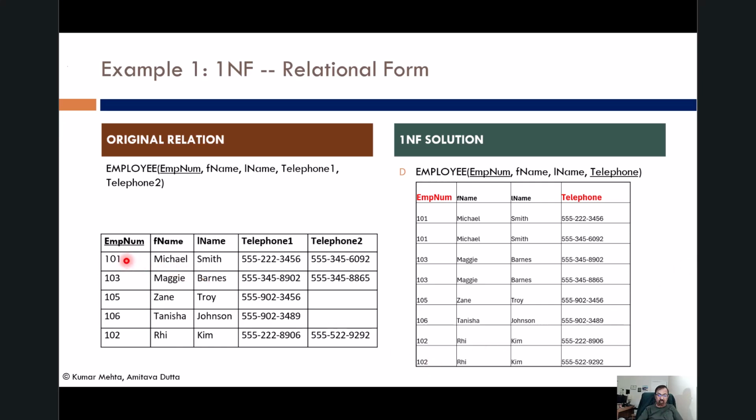The primary key here on the left-hand side was employee number. I could identify any row uniquely with just the employee number. I can't do that anymore. I need to know both the employee number and the telephone number. I have a composite primary key. Okay?